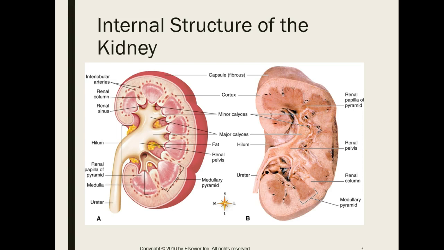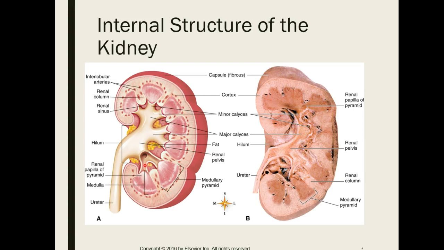So here is the internal structure of the kidneys. It's going to be surrounded by a fibrous capsule on the outside. And then, of course, we have that renal fat pad that completely encases the kidney. Then we get into the cortex here.